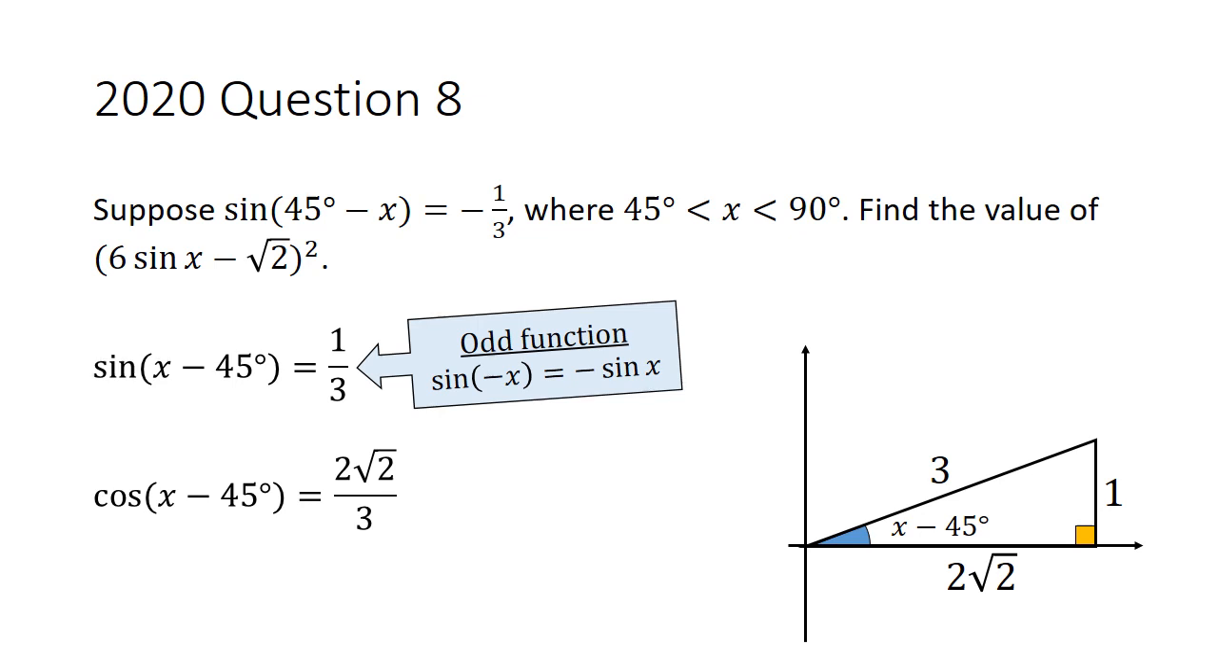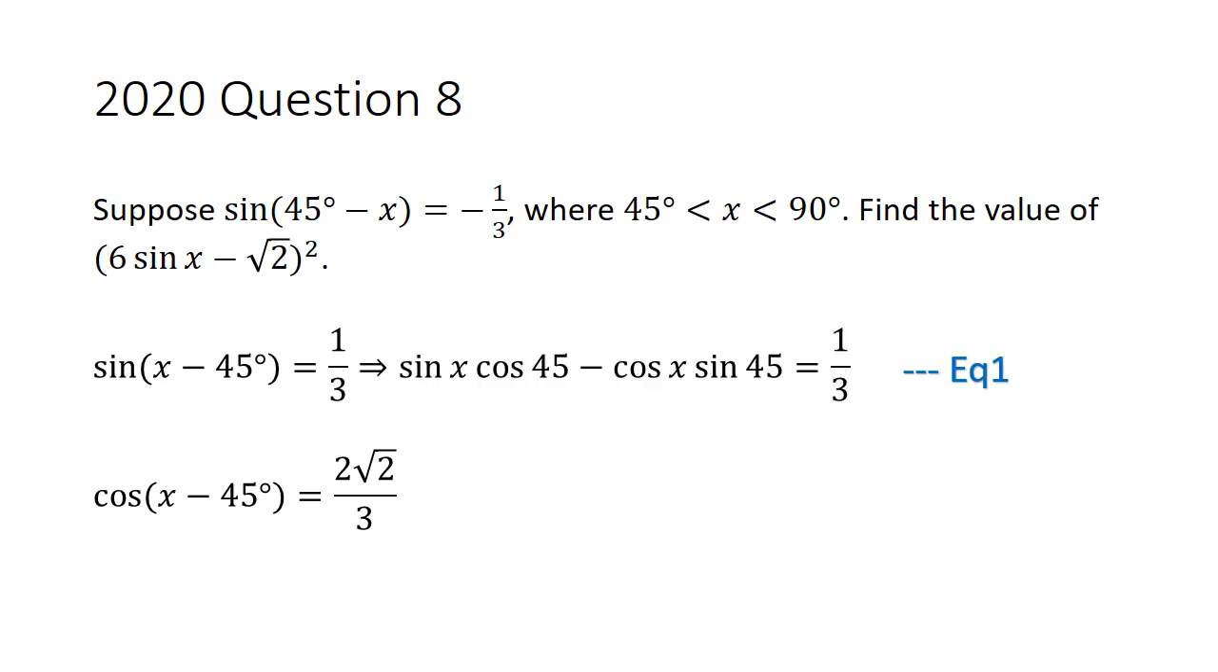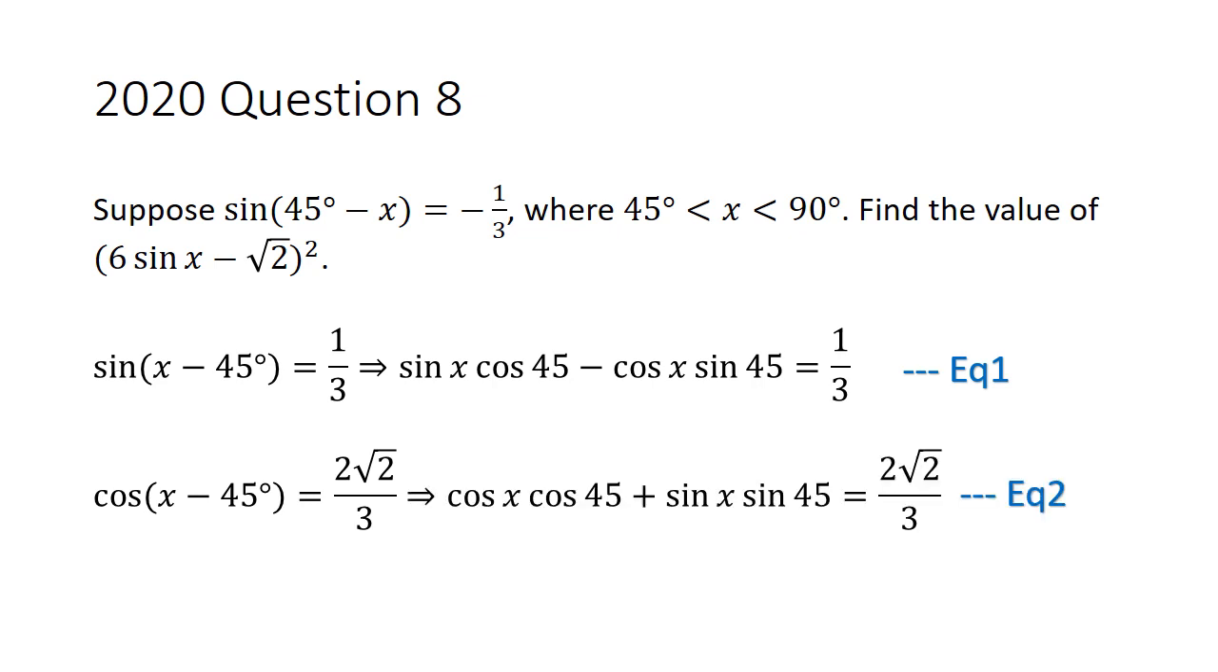Next, we're going to apply the addition angle formula to expand these two equations. For sine of x minus 45 degrees, we can expand this into sine x cosine 45 degrees minus cosine x sine 45 degrees, which equals 1/3. For cosine of x minus 45 degrees, we use the addition angle formula, and this will give us cosine x cosine 45 degrees plus sine x sine 45 degrees, which equals 2 root 2 over 3. And we're going to label these two equations, equation 1 and equation 2.